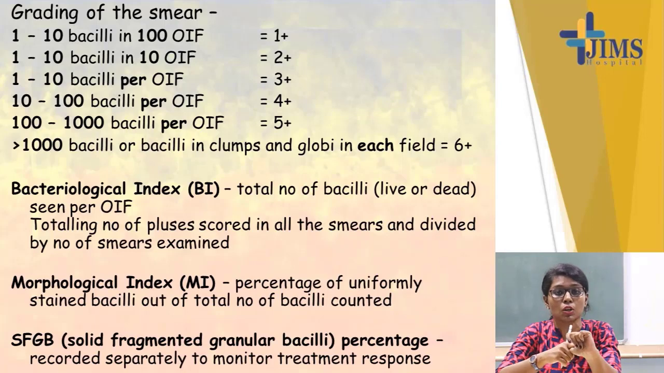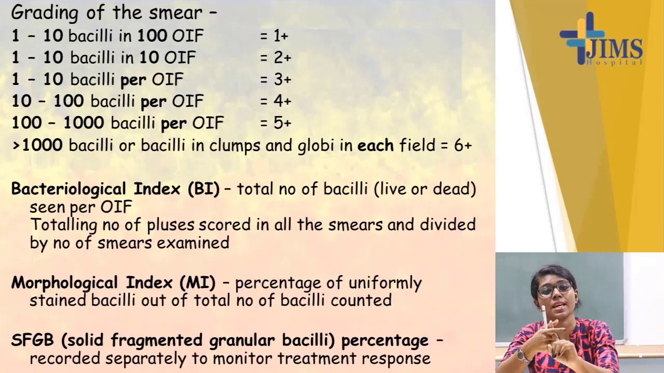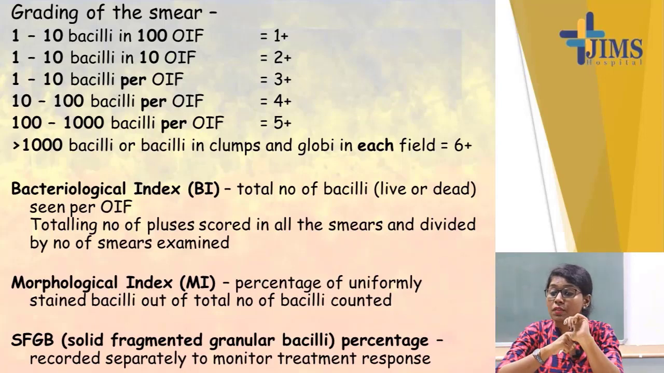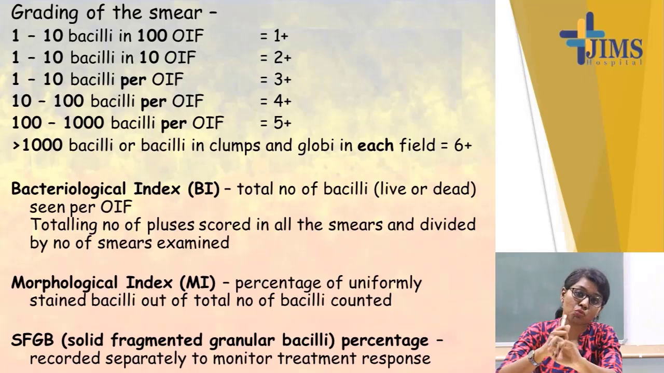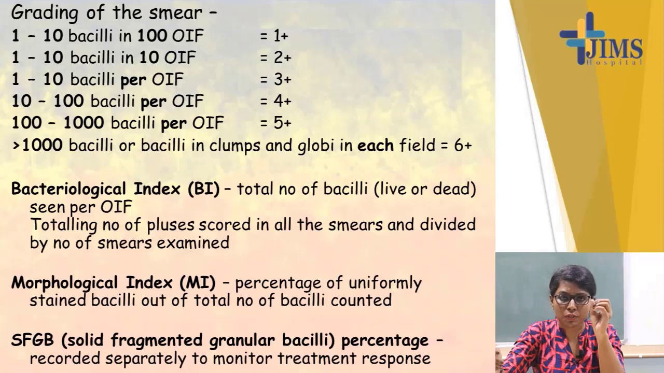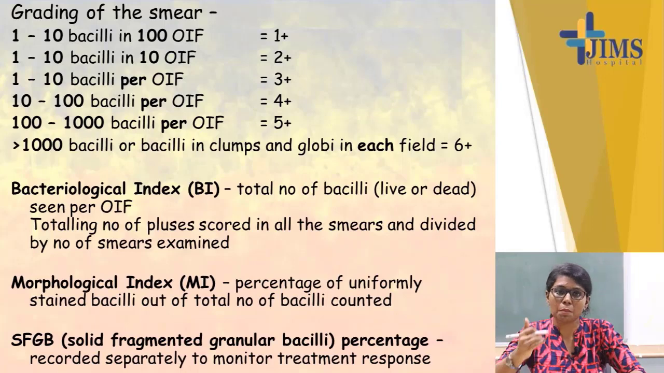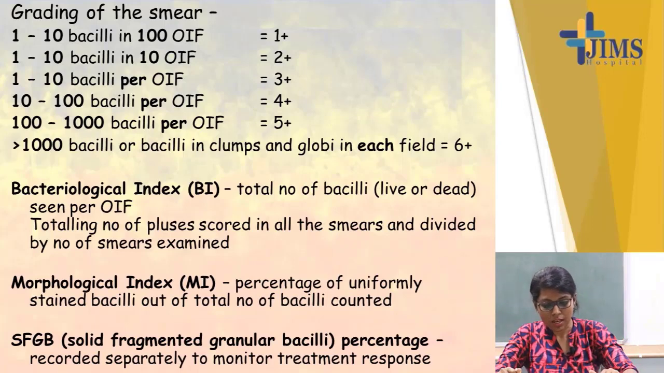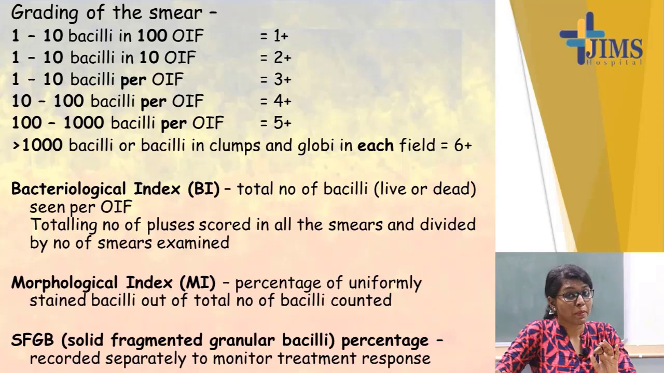In the first smear, you have given 2+. In the second smear, 3+. Smear means different glass slides you have taken. Third one, say again 2+, and this way you go on. So the number of smears that you have observed is 5. The plus values that you have seen, you add them up. That addition divided by the number of smears will give you the BI, bacteriological index, meaning the total number of bacilli, irrespective of being live or dead, seen per OIF.